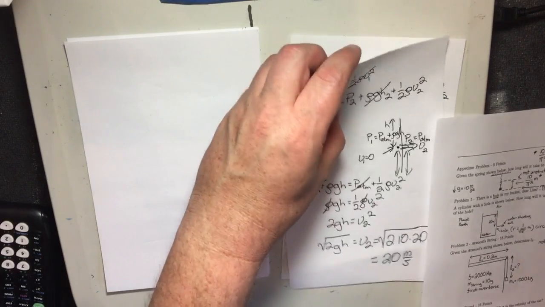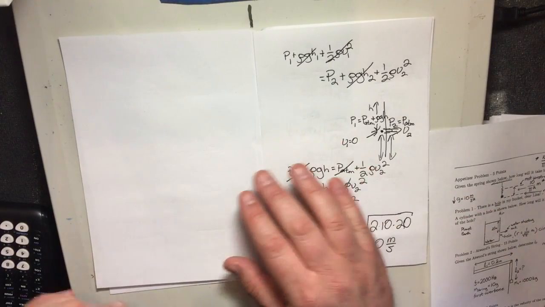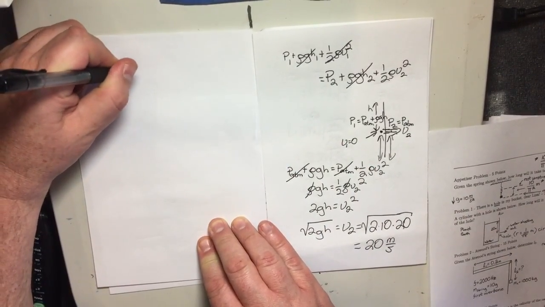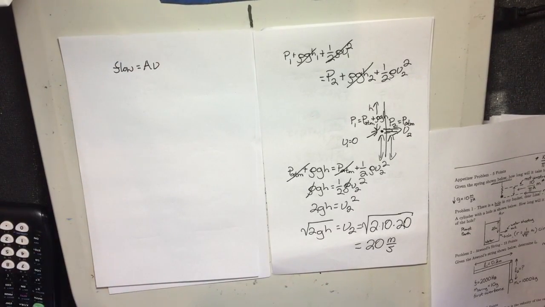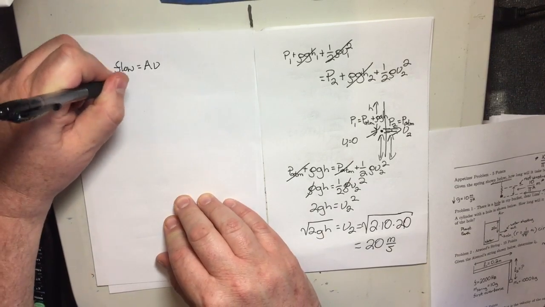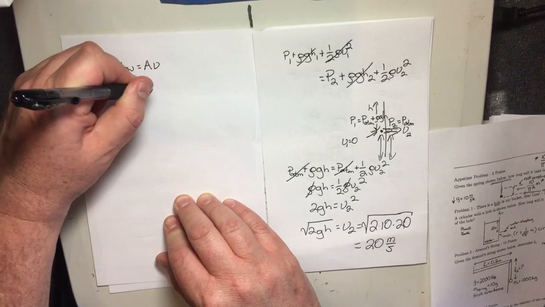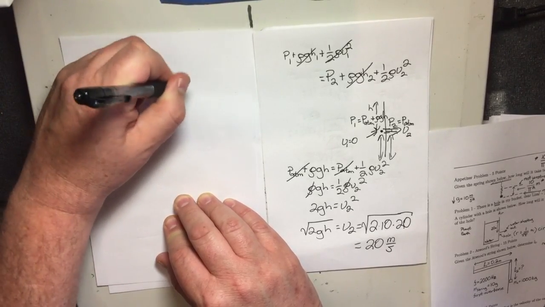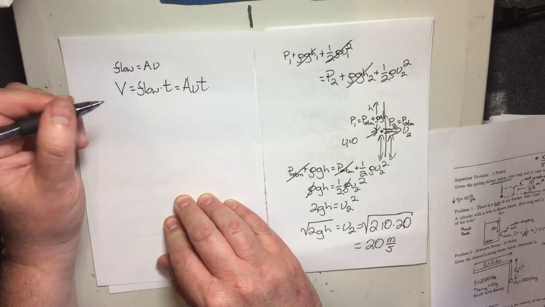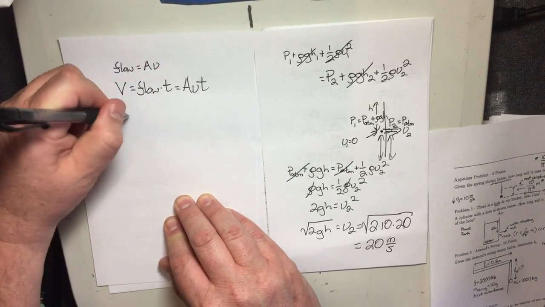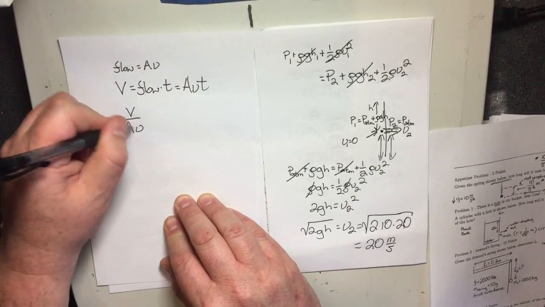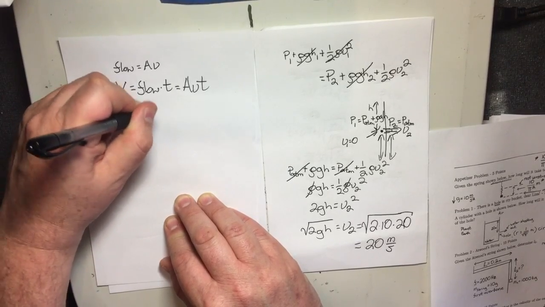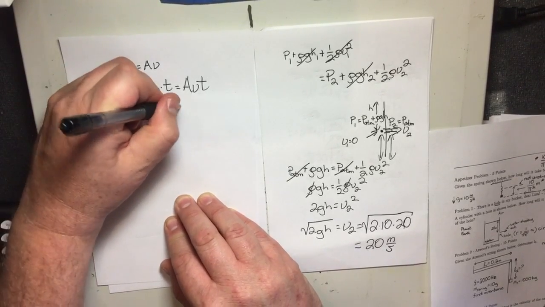To get the time, the flow is area times velocity. We use the equation of continuity. The volume is the flow times time, or area, velocity, time. So volume divided by area times velocity is equal to T. The volume is 12,000.